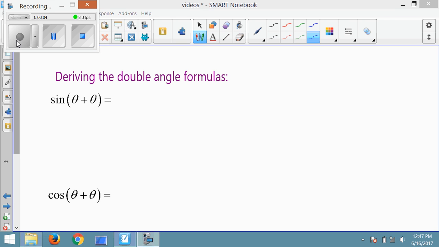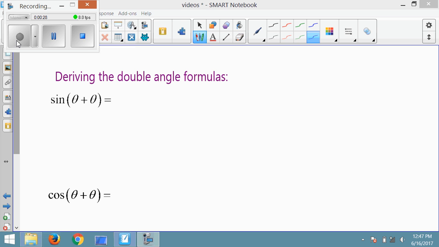The other type of identities we have that we're going to talk about are double angle identities and half angle identities. I'm going to actually derive for you the double angle identities from our sum identities. Double angle just means there's two of them. So ultimately we're adding theta plus theta together.